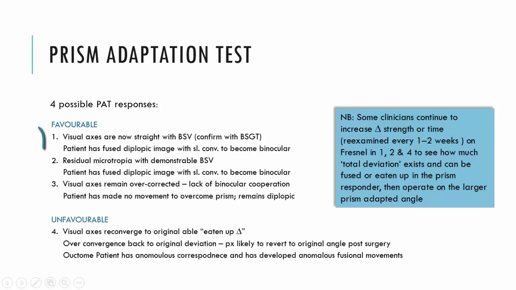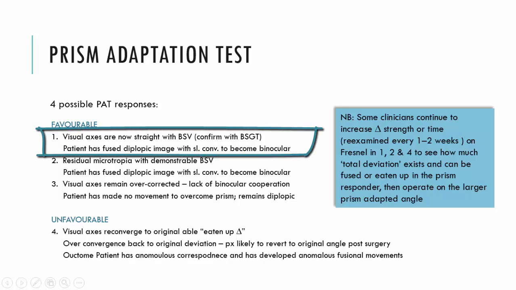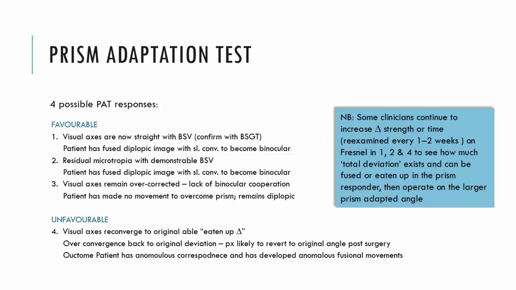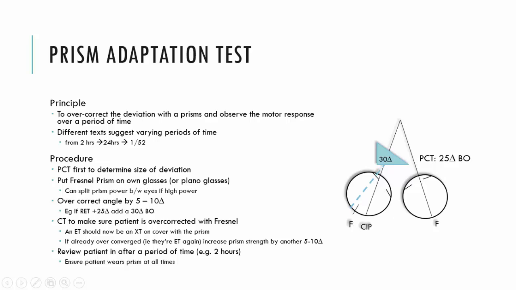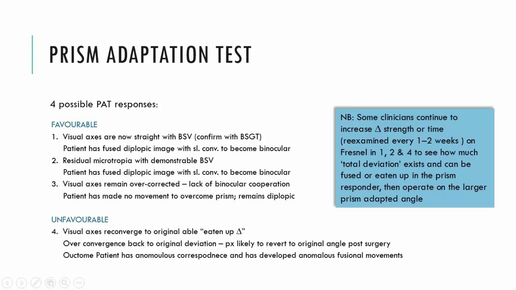The first possibility is that the visual axes are now straight with BSV. What that means is that for this patient, before they left your room, if you did a cover test, you would find an exo movement of this eye, because you've moved the image to temporal retina. If you covered, this eye would move in to take up fixation. In this favourable response, when you cover test them, there is no longer any exo movement. The patient appears to be straight.